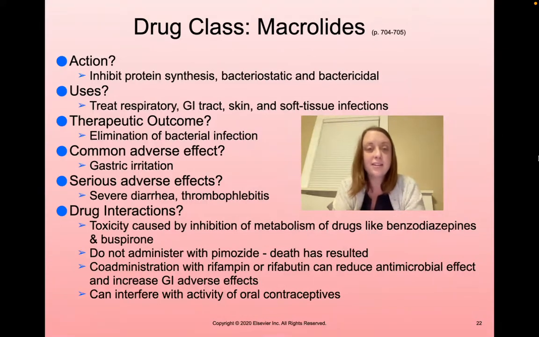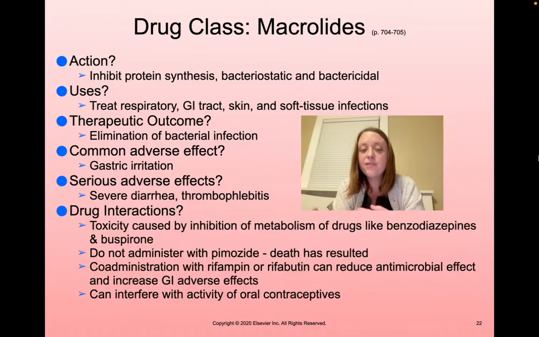Some common adverse effects, again, include gastric irritation. Some severe adverse effects you might see are that severe diarrhea we keep seeing pop up, as well as thrombophlebitis. Some common drug interactions you might see with these drugs are toxicity caused by the inhibition of metabolism of some other drugs like benzodiazepines and buspirone. So macrolides can inhibit the metabolism of those drugs and have them build up toxicity in the body. Do not administer macrolides with pimozide. Death has resulted from this combination.